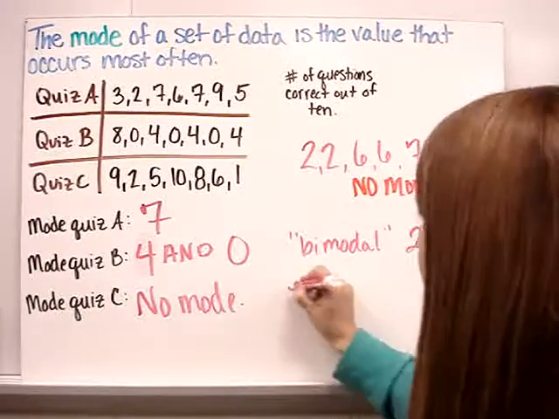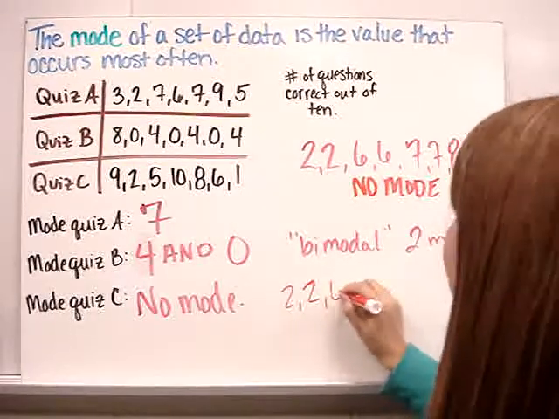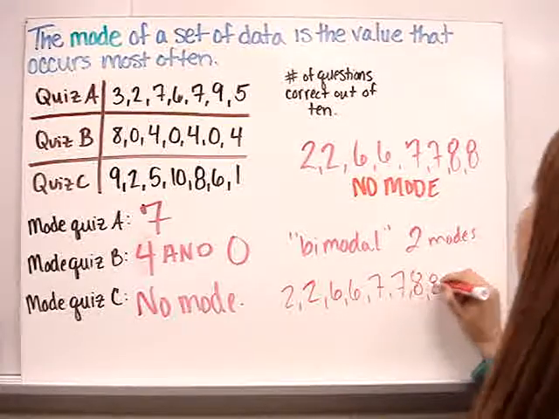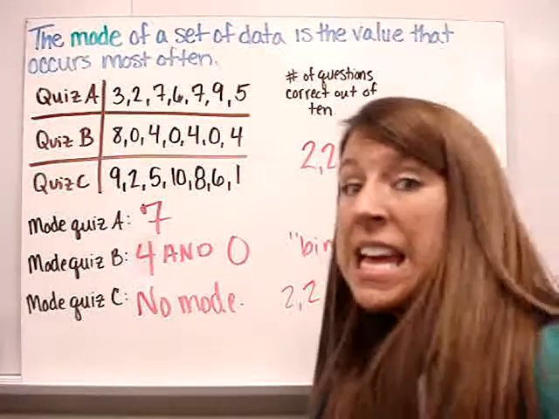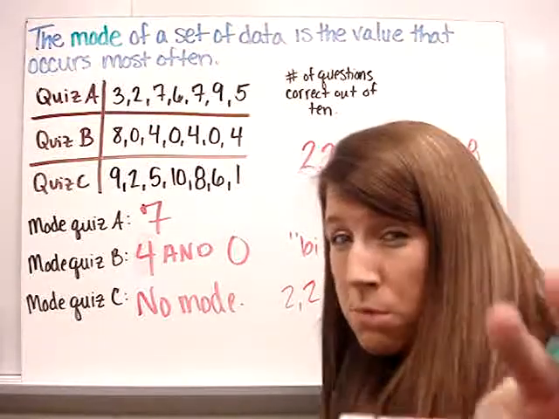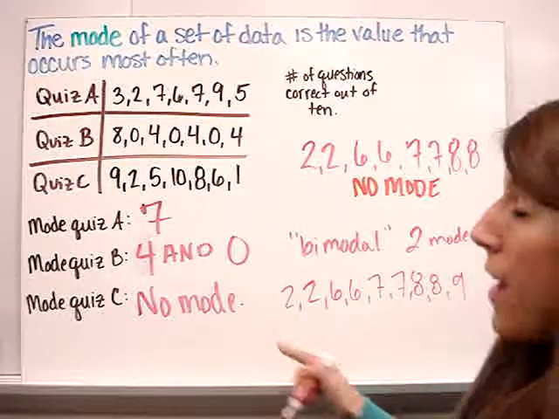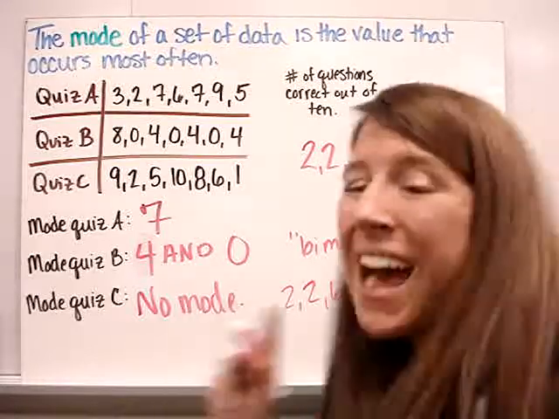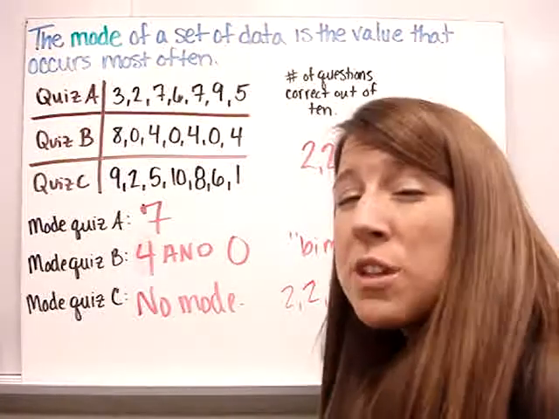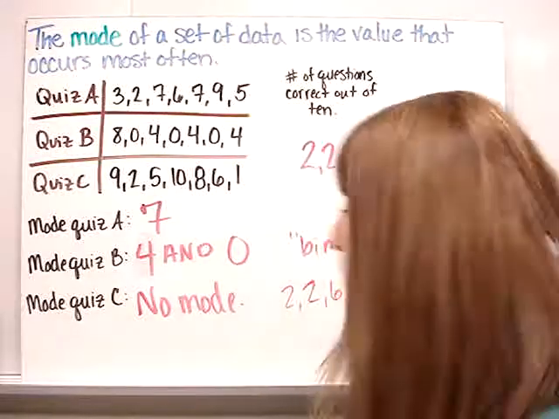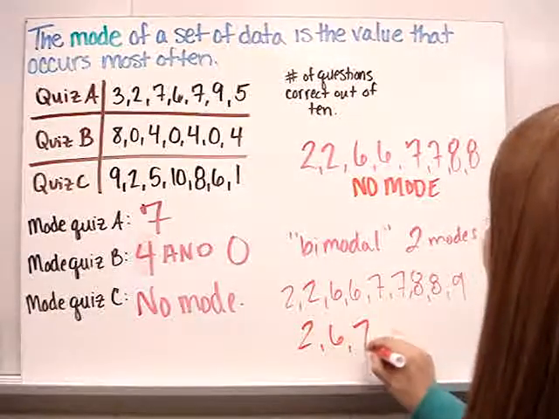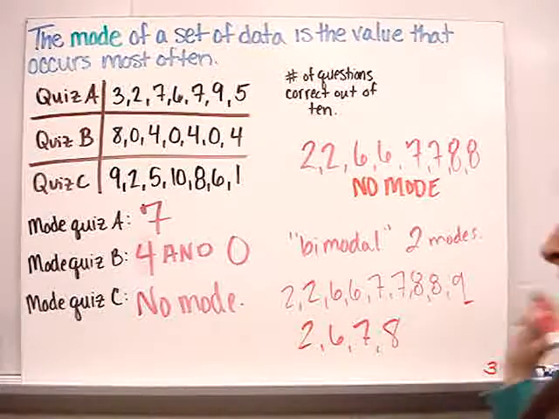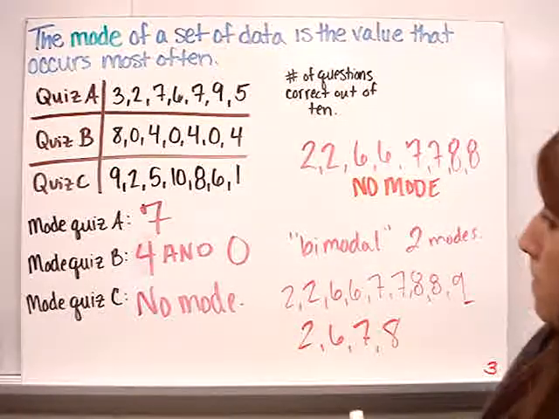But let's say I had 2, 2, 6, 6, 7, 7, 8, 8, and 9. Now, there are 4 modes because 2 occurs twice, 6 occurs twice, 7 occurs twice, 8 occurs twice, but 9 only occurs once. So the values that occur the most are 2, 6, 7, and 8 because they all occur more than 9. Okay?